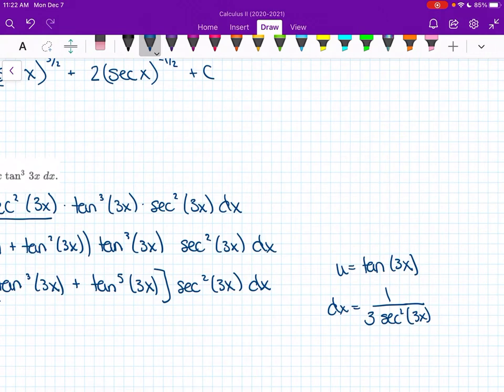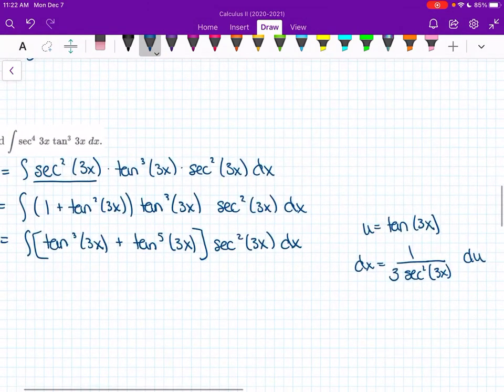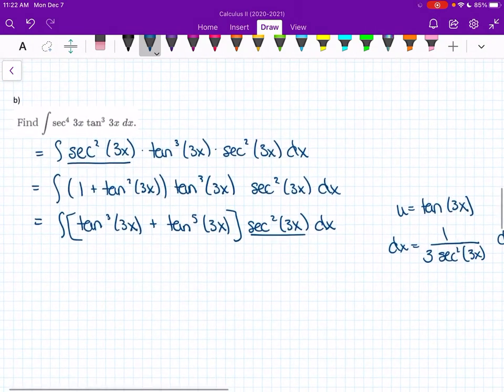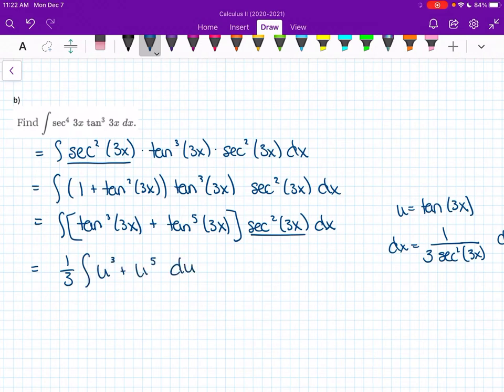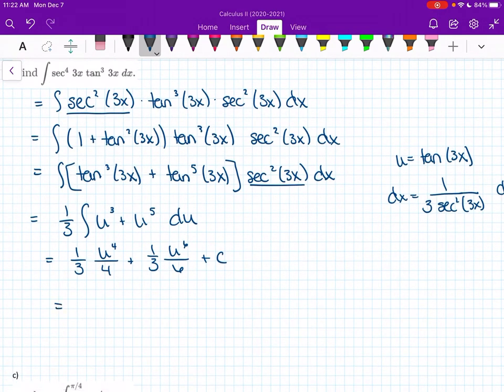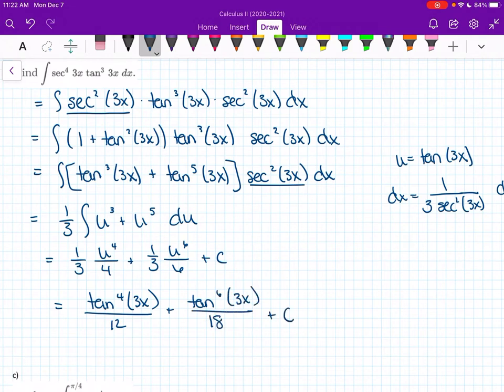3x. Okay, so we've got a little chain rule going on there. Du, which is going to cancel this secant squared at the end. So now my integral is 1/3 times the integral of (u³ + u⁵) du, which then gives me 1/3 times u⁴/4 plus 1/3 times u⁶/6 plus c. And put it all together, we get tan⁴(3x)/12 + tan⁶(3x)/18 + c.